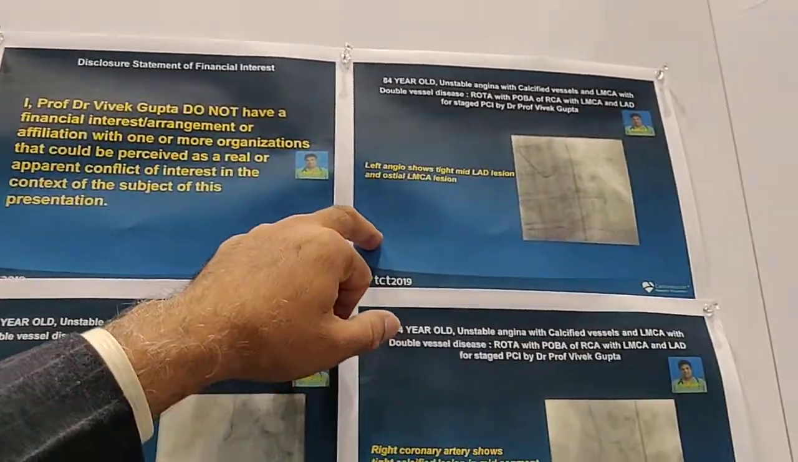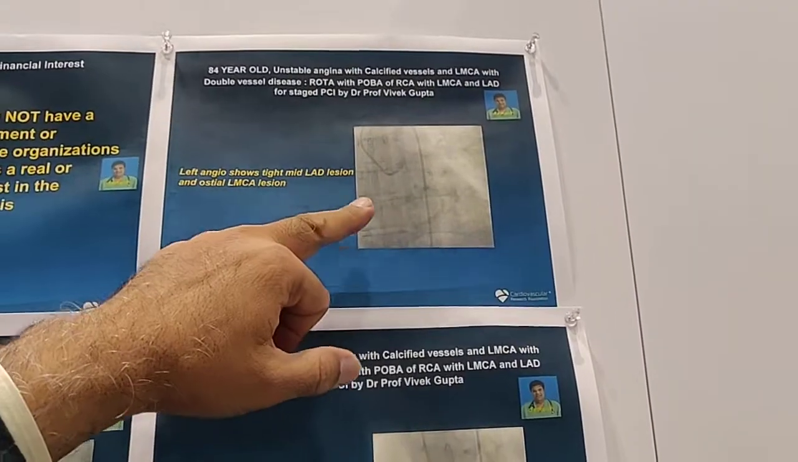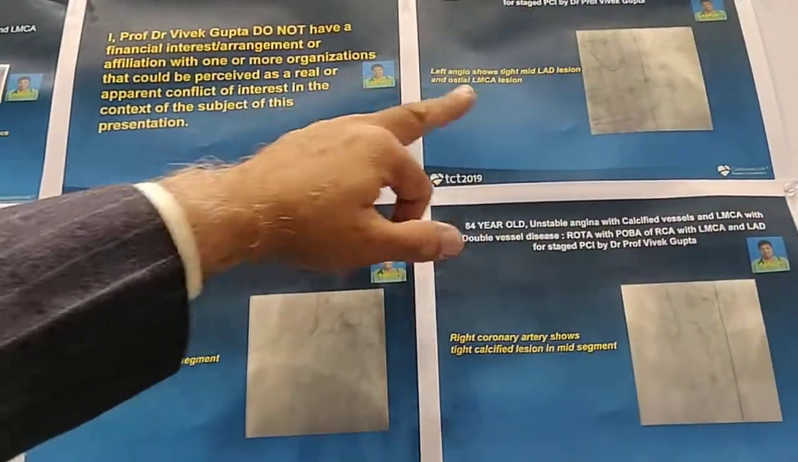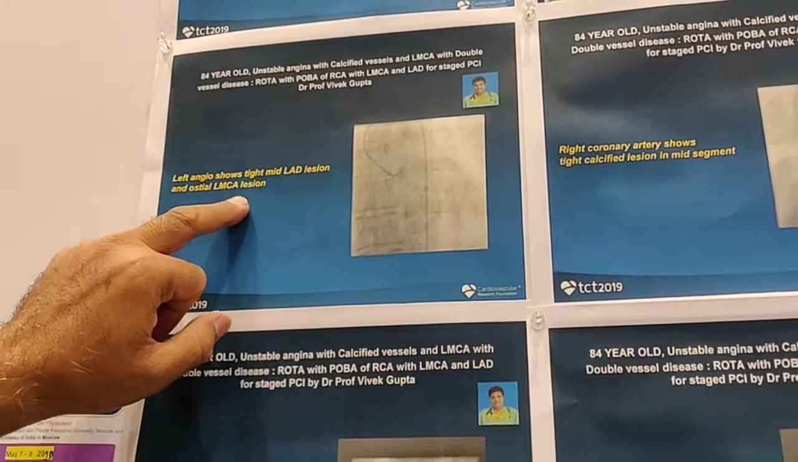As you can see, this is the left angiogram. I don't see the video here, which shows the mid-LAD lesion, a very tight mid-LAD, and ostial LMCA about 70%. It's not visible here, but in the video it's there. So the left angio showed a tight mid-LAD lesion and the ostial LMCA lesion.